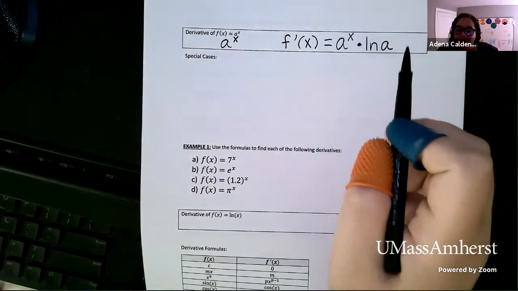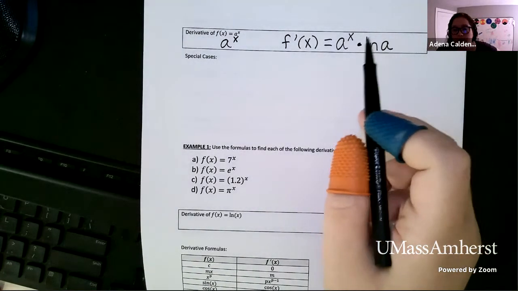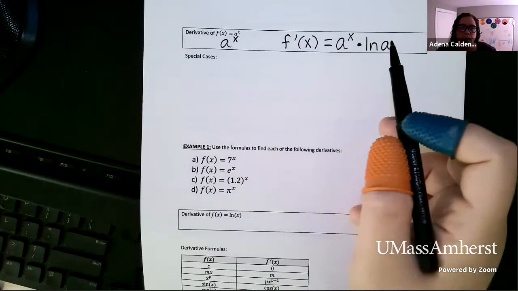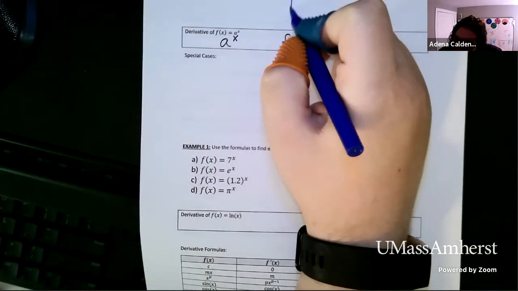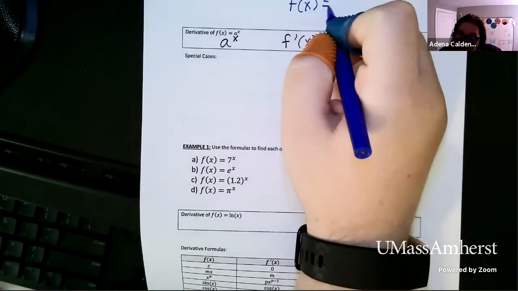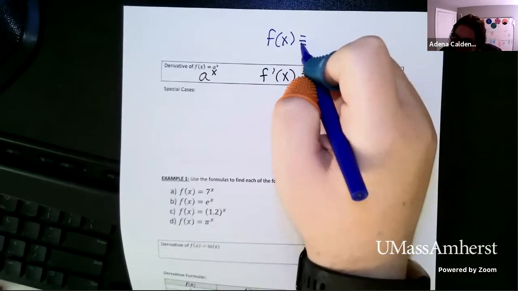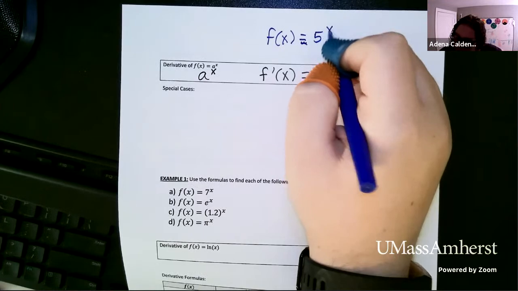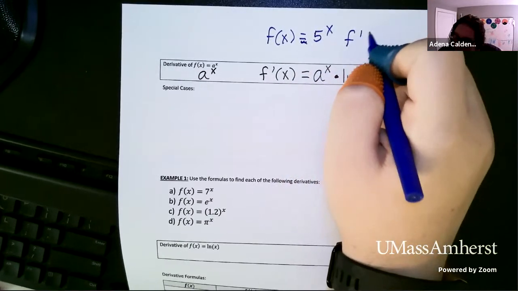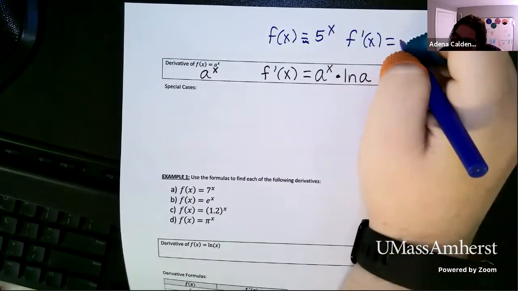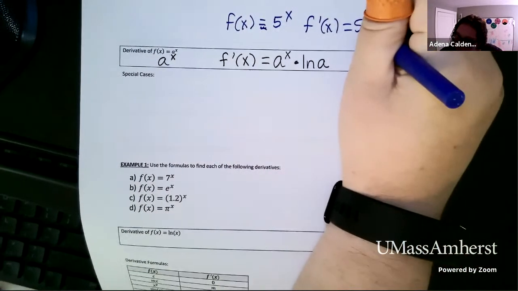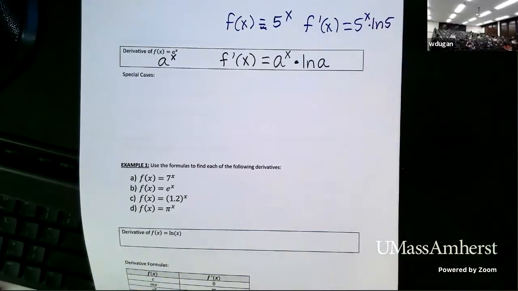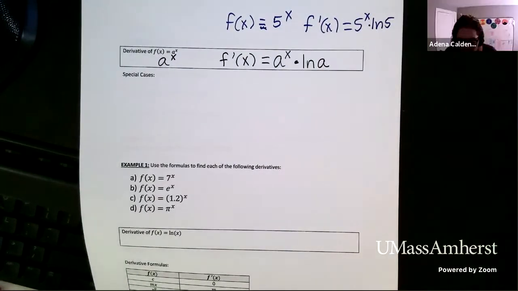So that means that this term, ln(a), is a constant, right? Because the natural log of 5 or the natural log of 10, those are all numbers, okay? So a quick example of this, we have f of x equals 5 to the x. Then our rule says that the derivative will be the same thing back, 5 to the x, times the natural log of the base. And the base here was 5.